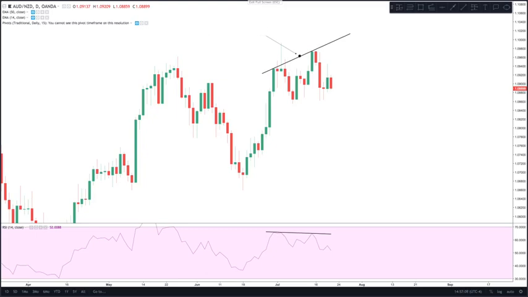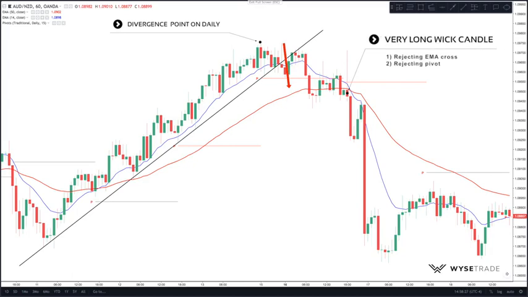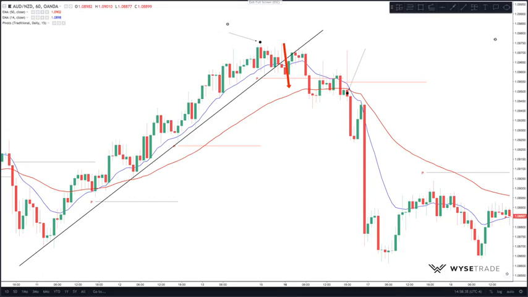Now jumping to the 1-hour time frame. Here in the 1-hour time frame, this peak here is the second swing high of the daily divergence. We then had a trend line break, which is the first signal of a possible trend change. We then had a picture perfect, very long wick candle, rejecting the 14 EMA, crossing the 50 EMA, rejecting the pivot, and then you would have entered with a stop loss above the high of the wick. This was a quick entry in and out. So let's do this again on another pair.